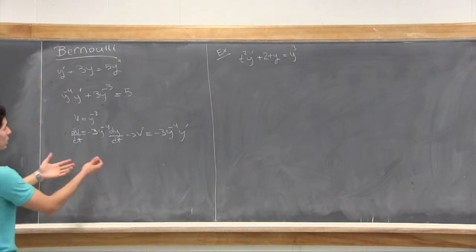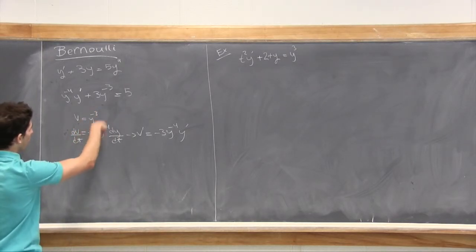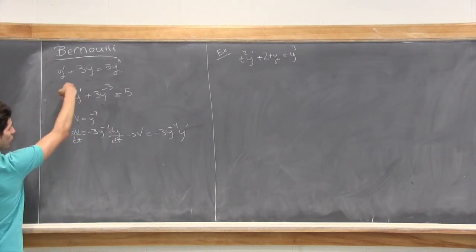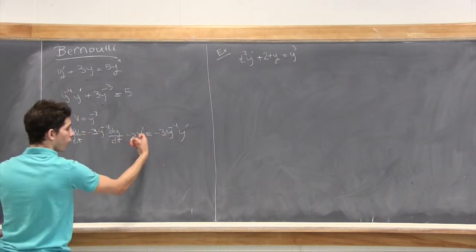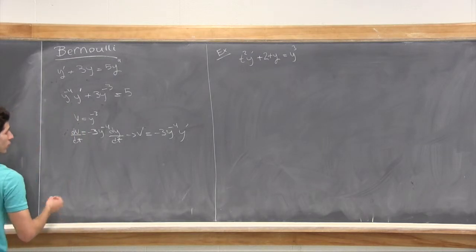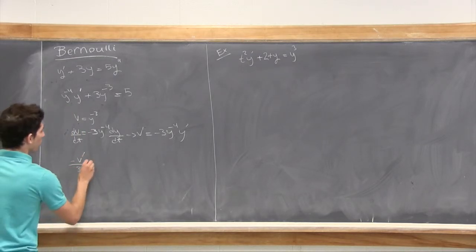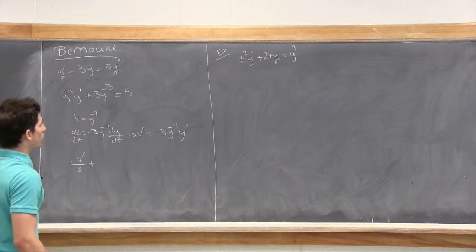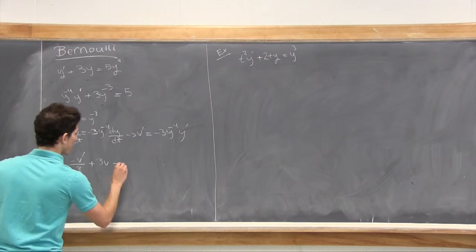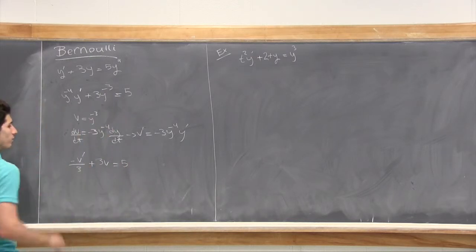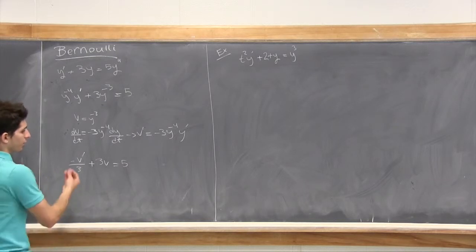So now we can make an easy substitution back into the equation. The y to the minus 4 times y prime is just going to be replaced with v prime over minus 3, right? So minus v prime over 3 plus, then the 3y to the minus third is just going to be replaced by 3v, and then this guy is just going to be 5, right? So now we have a perfectly simple linear equation in v.